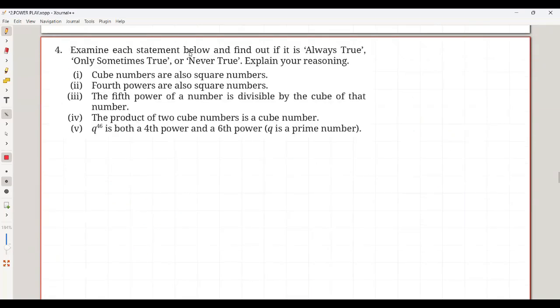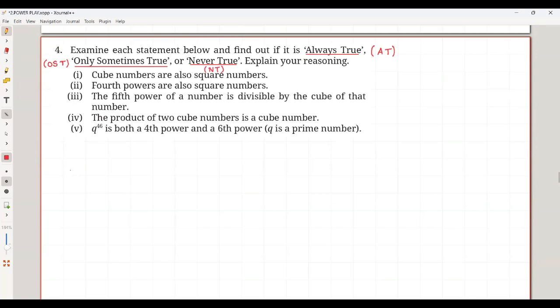Question number 4. Examine each statement below and find out if it is always true, only sometimes true, or never true. So 3 conditions. Always true, I'm going to write as AT. Only sometimes true, I'm going to write as OST. Never true, I'll be writing NT. Short forms I'm going to write.